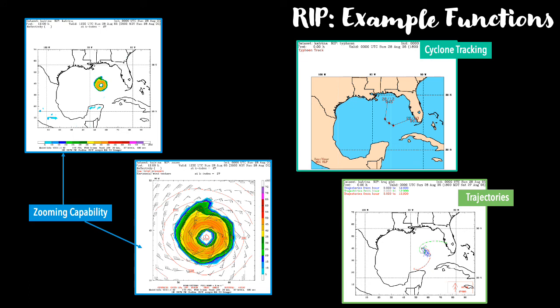There is also a really nice zooming capability included with RIP, where you can see some fine detail. It also includes cyclone tracking for those doing any sort of tropical cyclone research or forecasting. There's also a backward trajectory option. If you're interested in knowing where individual air parcels are originating, you could use this option to track them back in time.